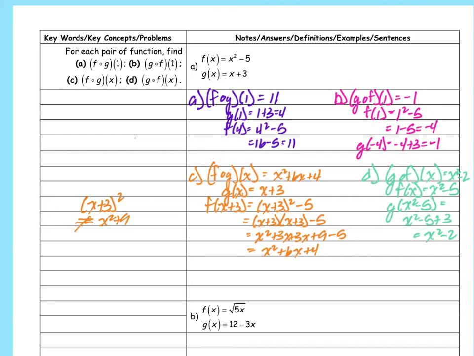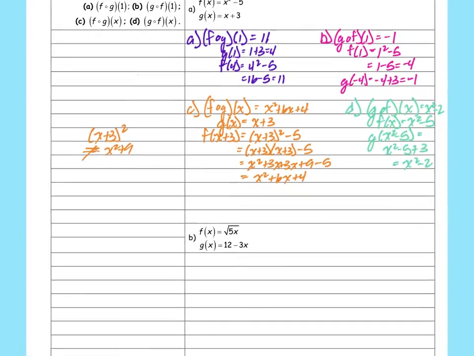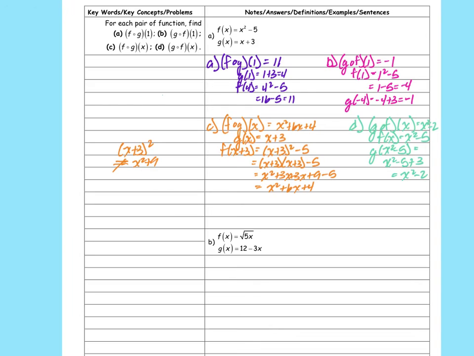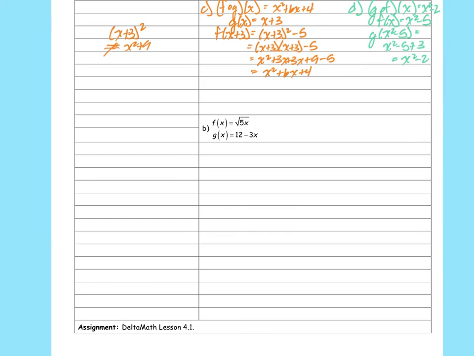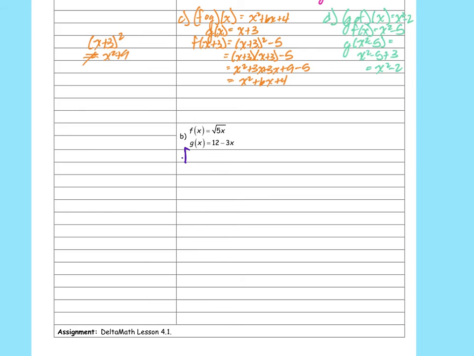All right, good job. One last problem. Okay, you're going to do the same thing again. I'll try and get both the problems up here. And so, let's see, what's the first one? The first one is f of g of 1. Okay, so f of g of 1.